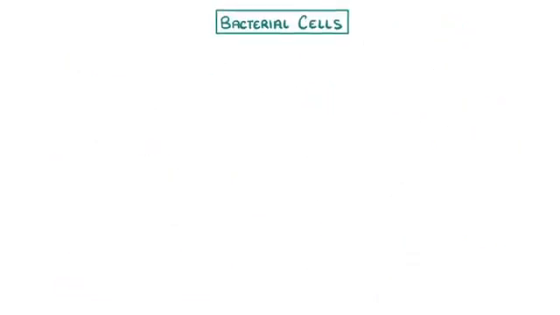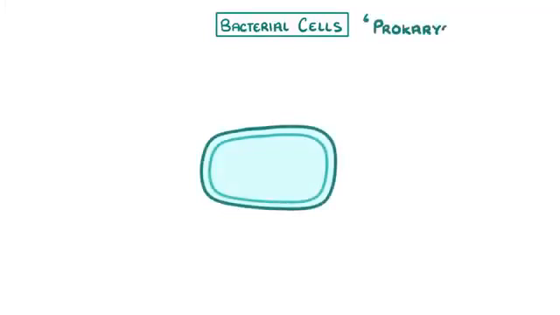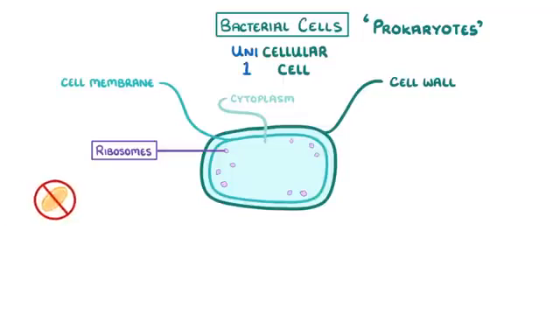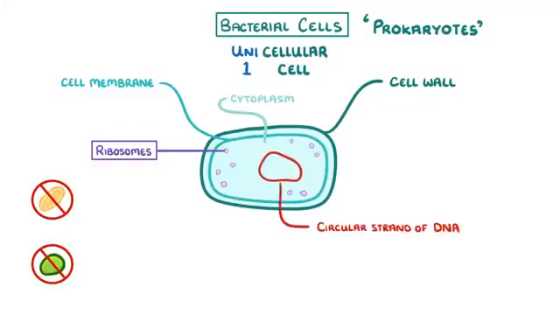The last thing we need to look at are bacterial cells. Bacteria are prokaryotes and consist of a single prokaryotic cell, so we can call them unicellular, meaning one cell. Just like some eukaryotic cells, they have a cell membrane, cell wall, ribosomes, and cytoplasm. However, they don't ever have mitochondria or chloroplasts, and their genetic material isn't kept inside a nucleus. Instead, they have a single circular strand of DNA that's free to float around the cytoplasm, and that contains all of the genes that they need in order to survive and reproduce.